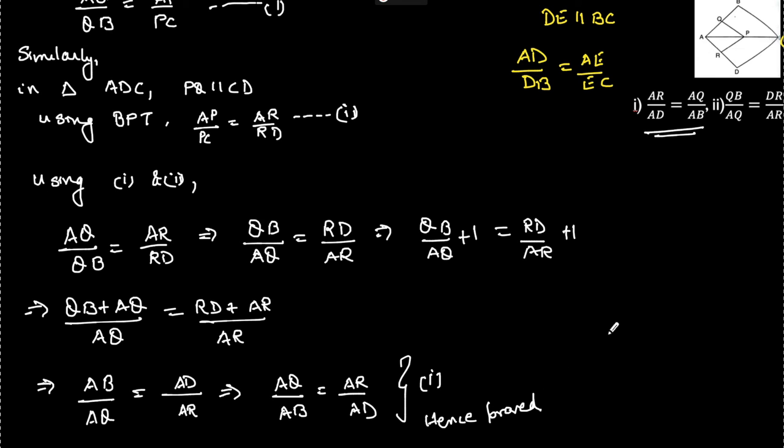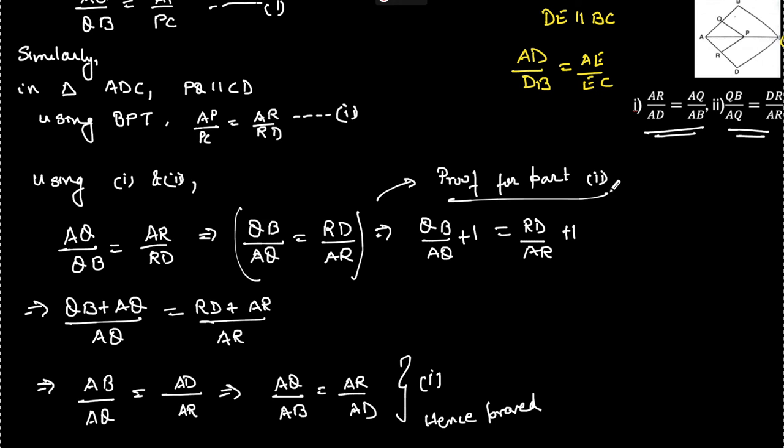Okay, what about the second one? The second one says QB upon AQ. In fact, you had already proved that. If you see, QB upon AQ is equal to RD upon AR. So this has already been proved here, and you would have mentioned that this is the proof for part 2. So these two relations were to be established, and you have established them.